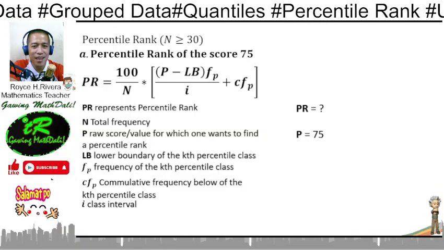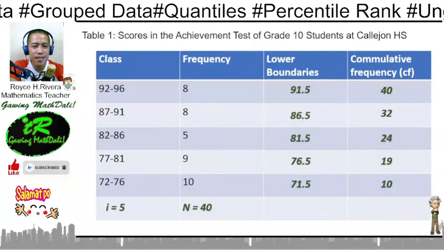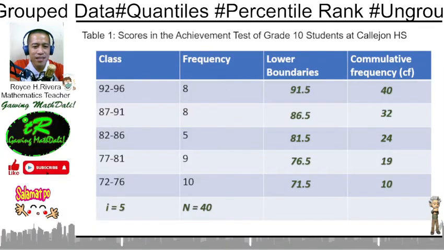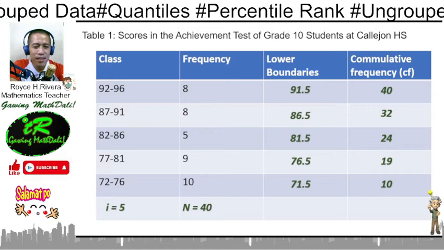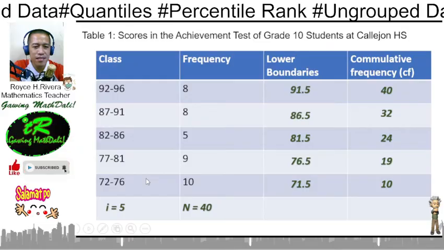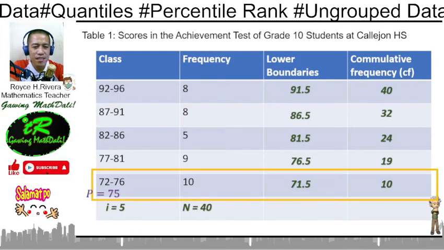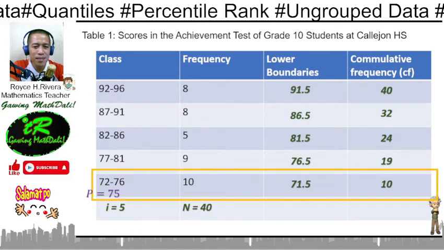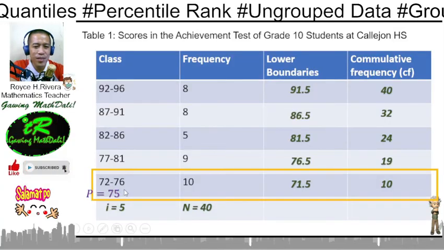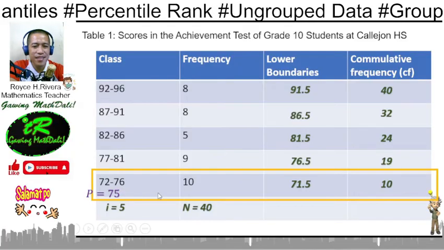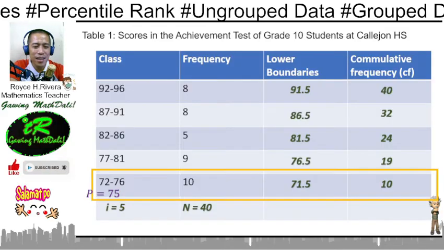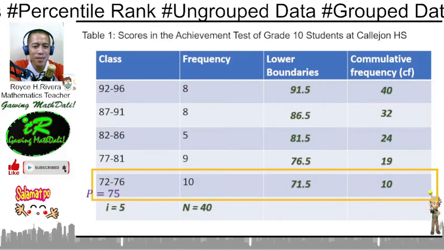Balikan ulit natin ang ating table. We need to identify in which class the raw score 75 belongs. And the score 75 belongs to the class 72 to 76. Now we are ready to get the value of each variable in our formula.